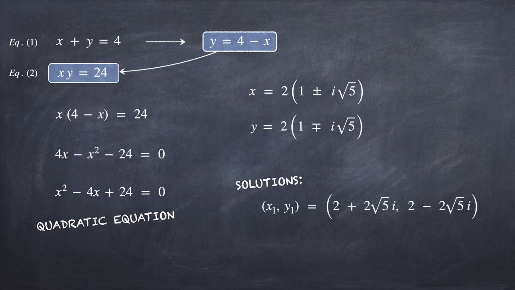But let's write it in another way. Let's call the upper sign solutions as index 1. So x1 is 2 plus 2 times square root of 5 times i, and the corresponding y1 is 2 minus 2 square root of 5 i. And the lower sign solutions are x2 and y2 with these signs. Okay, we can see that there is a symmetry between x and y due to the symmetric nature of these two equations here.